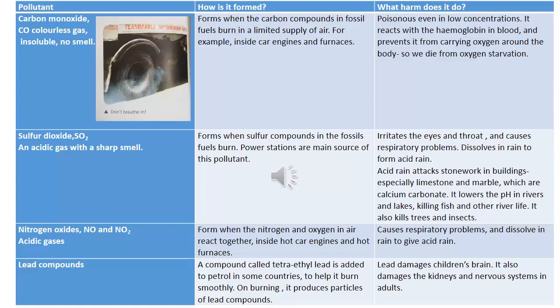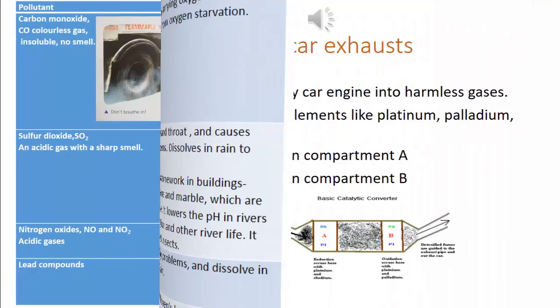But what is the side effect of the addition of tetraethyl lead? The lead compound particles come out. The particles are produced. These lead compounds are very poisonous. They directly damage children's brains as well as adults' kidneys and nervous system.